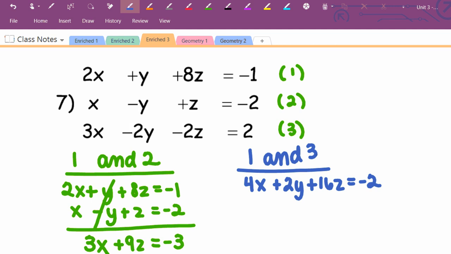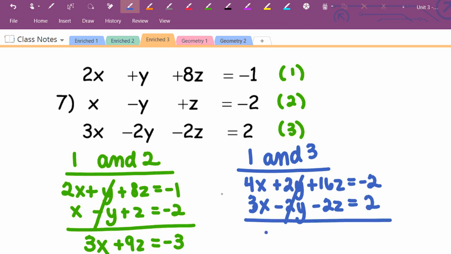And then we're going to use the third equation. Does that need to change, or can it stay the same? Stays the same. 3x minus 2y minus 2z is equal to 2. Yes. These equations now come together. I've got 7x plus 14z equals. How many equations do I now have that don't have a y in it? 2 of them. So guess what I now do?